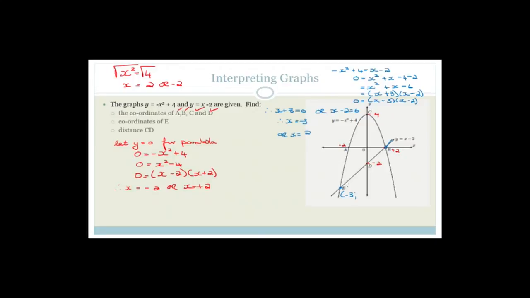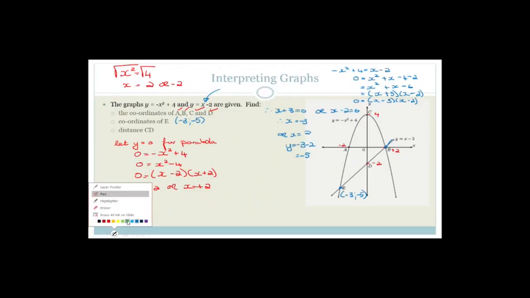Now we need to find the Y value. And do you agree that we can take this minus 3 and substitute it either into the parabola or into the straight line to get the Y value? Now I'm kind of lazy, so I'm going to substitute into the easier of the two, which is Y is equal to X minus 2. So I'm going to go Y is minus 3 minus 2, which equals minus 5. So the coordinates of E are minus 3, minus 5. Ta-da!